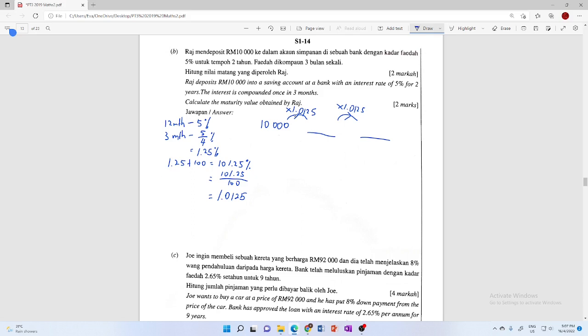is 2 years. So 1 year you'll need to multiply 4 times, and 2 years, that is 8 times. 8 times the 101.25%. So the mature value is 10,000 ringgit multiply 1.0125. In total, you need to multiply for 8 times, so to the power of 8, which equals, and calculate using a calculator, 11,034 ringgit 86 cents.